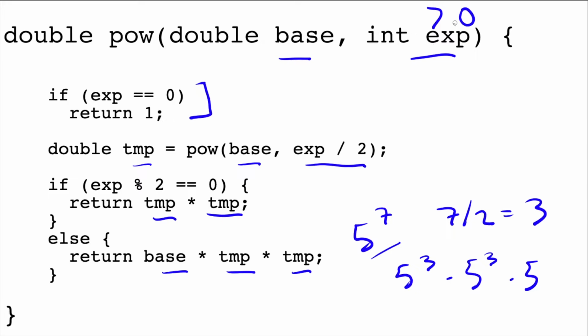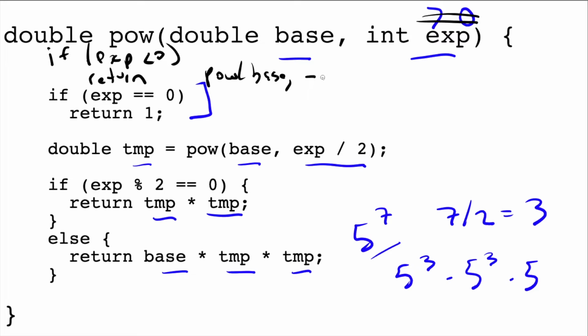Finally, if we wanted to get rid of our constraint of requiring exp to be positive, we could simply add another condition up here saying if exp is less than 0, in this case we can just calculate pow of base and negative exp, which would turn exp into a positive integer, and return 1 divided by that, which will give us our base to the negative exp.